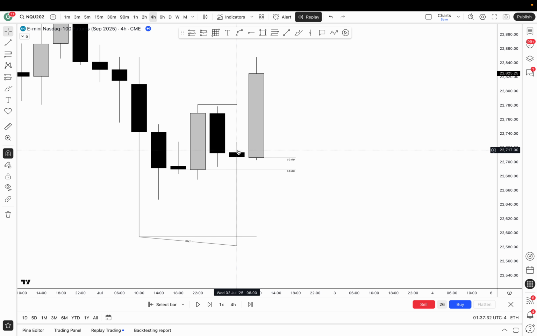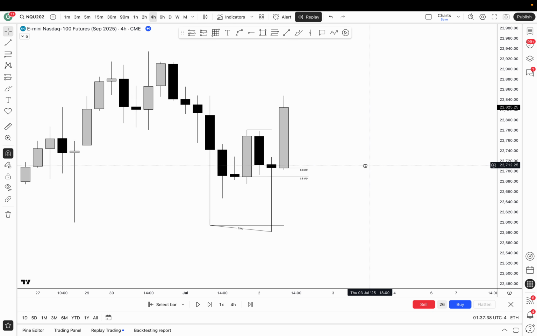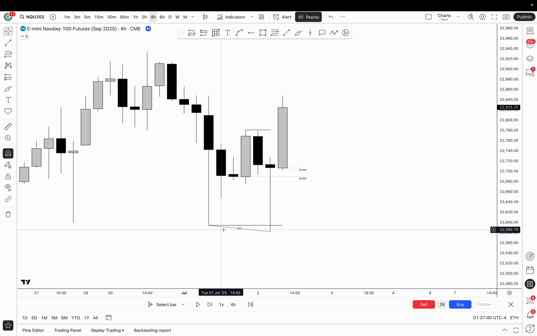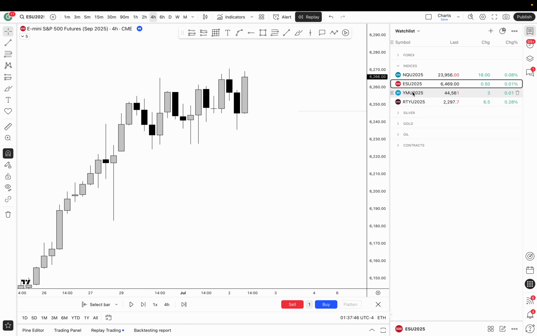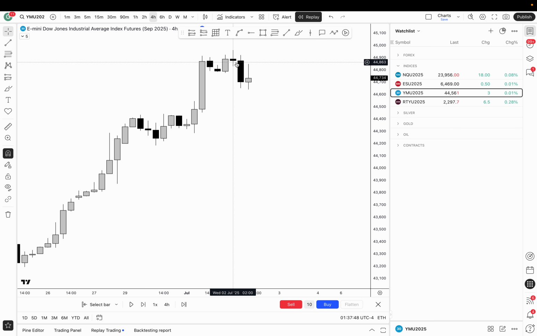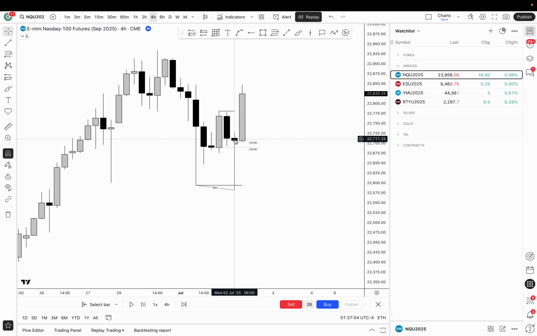What do we have? 6 a.m. manipulation. What can you expect 10 a.m. to do? Expand, right? There's also a strength switch. Why is it a strength switch? Notice how this is the candle that manipulated, right? That is in discount of a range. Look where NQ and or ES and YM are, right? They're in premium of a range. And look at this close here, guys. Look at the close. Look at the wick size. So it's showing strength, basically.